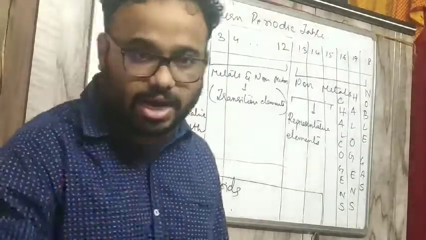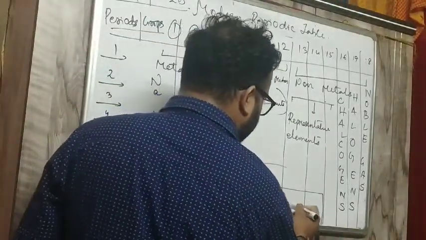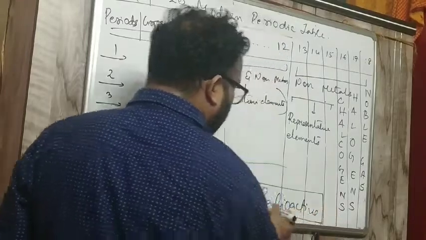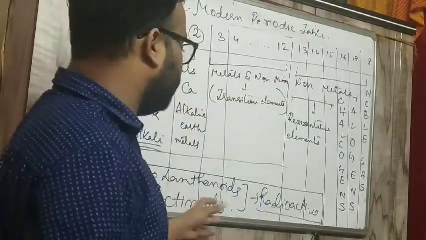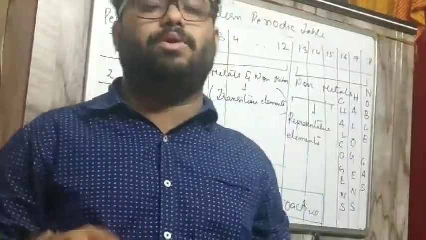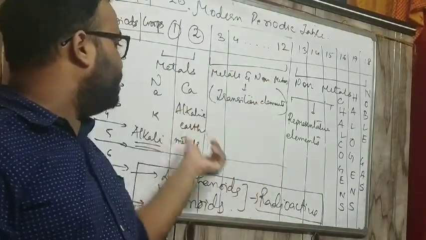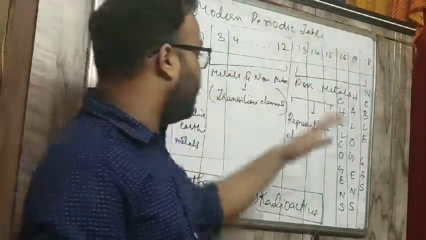Lanthanoids and the actinoids, both are radioactive in nature. Means they are generally radioactive. So in this part we study about the different metals and their behavior. I hope you have got the idea. So this is clearly the idea.